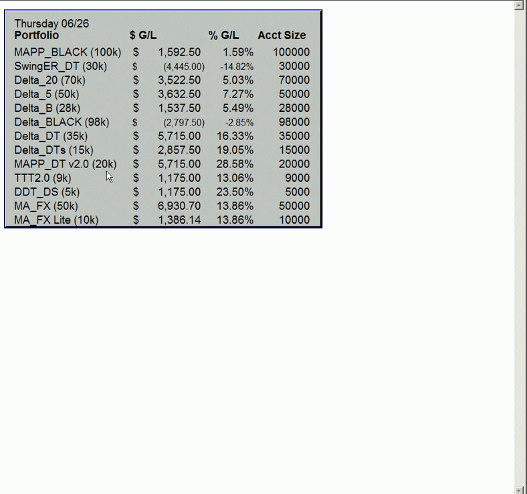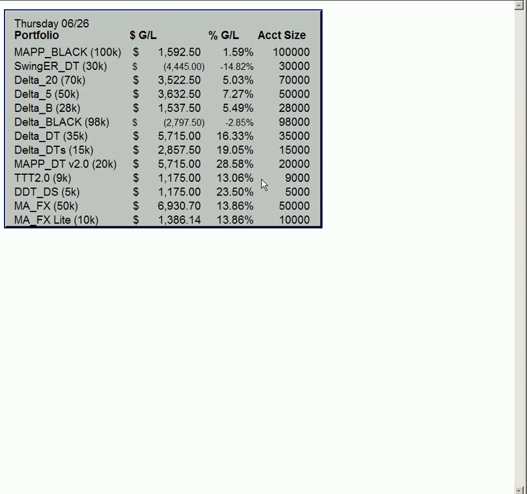So there you have it, $20,000 account, MAP Day Trader 2.0. We'll talk about a special there in a second. 28% gain yesterday, $6,000 on a $20,000 account. The arguably more conservative Delta DT, up ironically the same exact number. They must have traded the same things on that day. Delta DT, a $35,000 account, just a more conservative version and weighted version of the MAP DT version 2.0 and 3.0, but more conservative with a nice 16.33% gain.